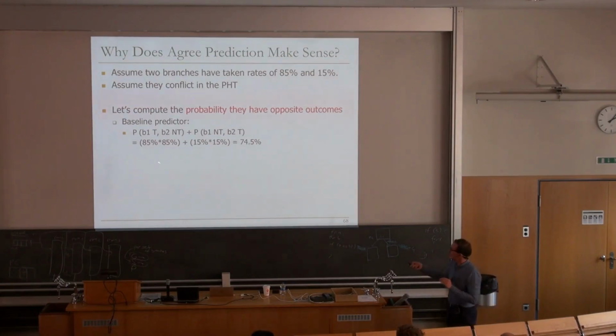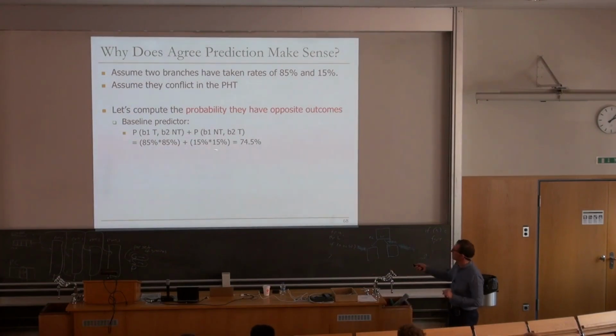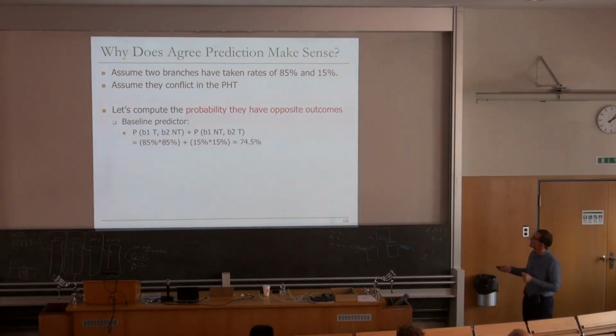Basically, the probability that branch 1 is taken is 85%. The probability that branch 2 is not taken is 85%. That's one case of misprediction because they're going to go against each other. And the probability of B1 not being taken is 15%, and B2 being taken is 15%. That's another case where they're going to go against each other. We're not counting the probability of B1 taken and B2 taken, because then they're not going to go against each other. The predictor is going to be fine with that. But the predictor cannot handle these cases. So you get 74.5% mispredictions if they're mapped to the same location in the pattern history table.